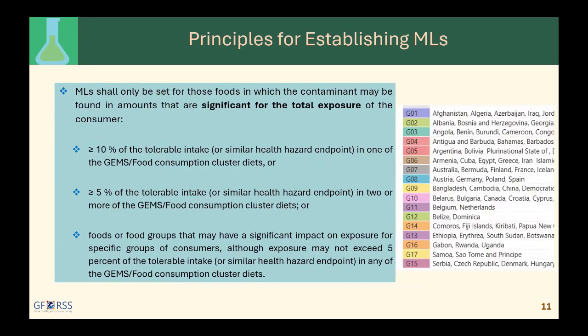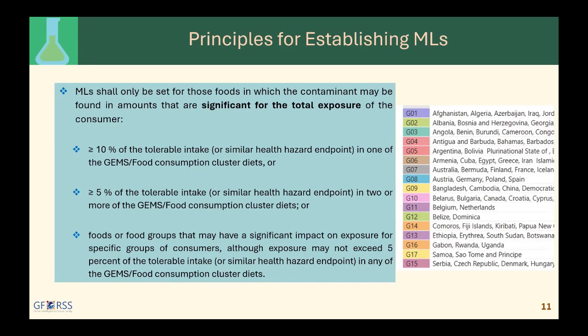MLs shall only be set for those foods in which the contaminant may be found in amounts that are significant. That's what we were discussing. So, above or equal to 10% of the tolerable intake, or a similar health hazard endpoint, in one of the GEMS/Food consumption cluster diets.